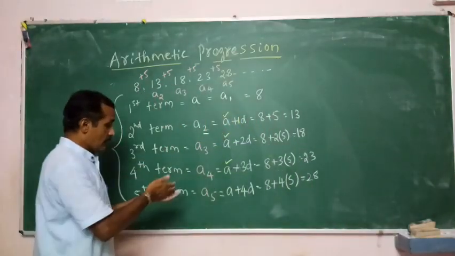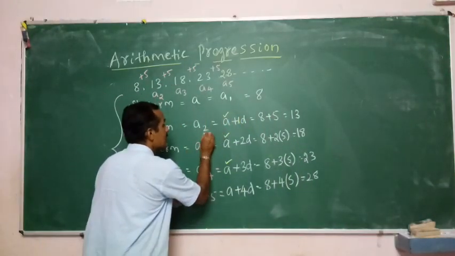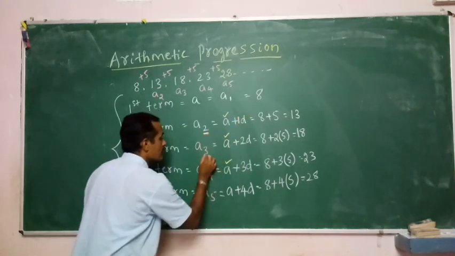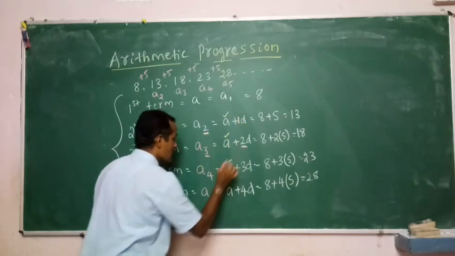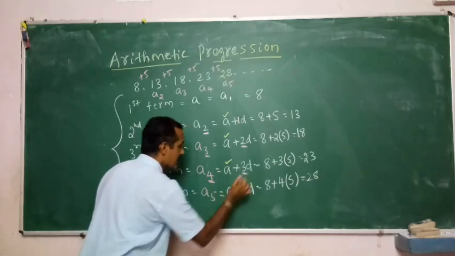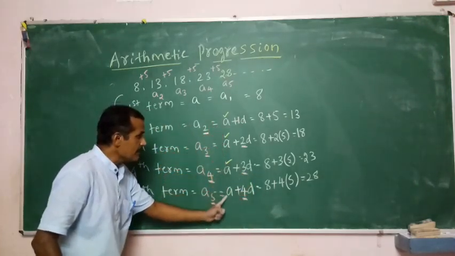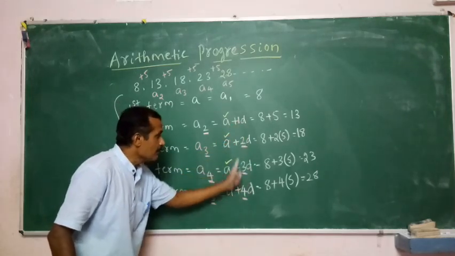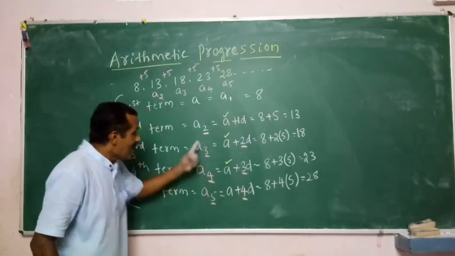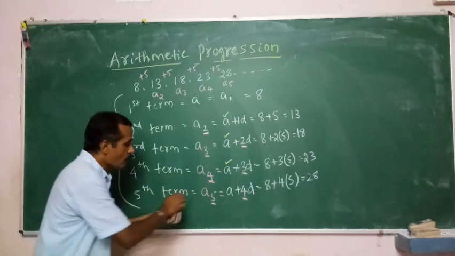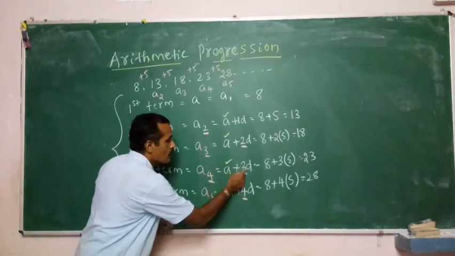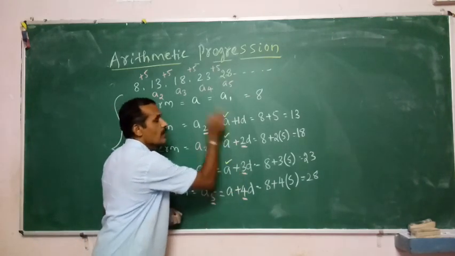See here. Now again you can compare. When there is 2, here is 1. When there is 3, here is 2. When there is 4, here it is 3. When there is 5, here is 4. Whereas A is common, D is common, the numbers go on increasing, but here it is 1 less, 1 less, 1 less, 1 less, 1 less.